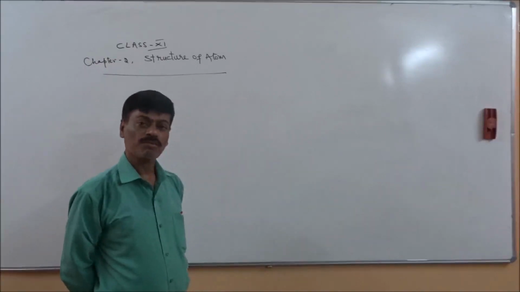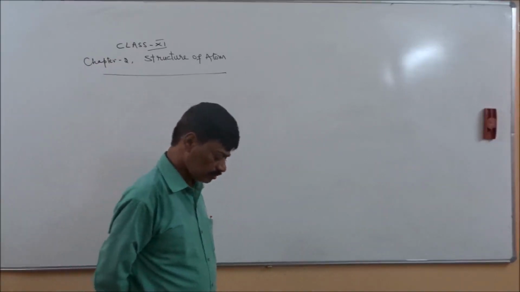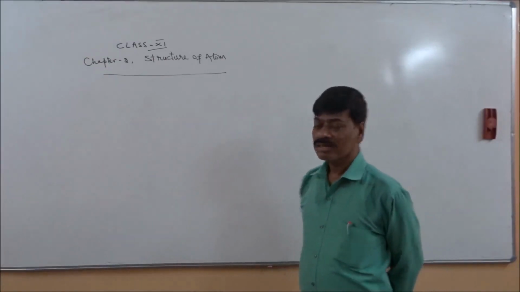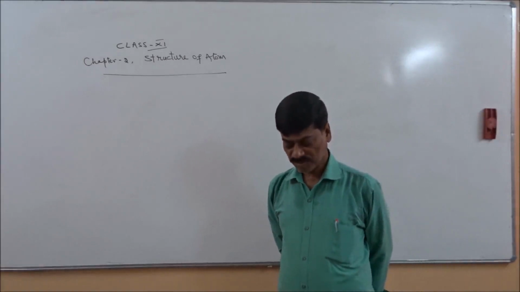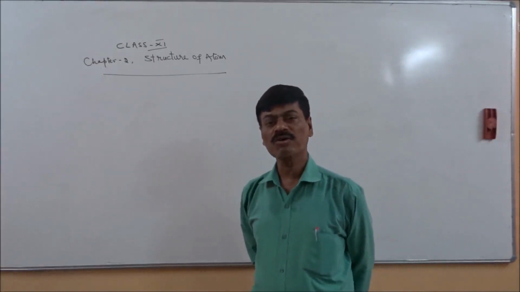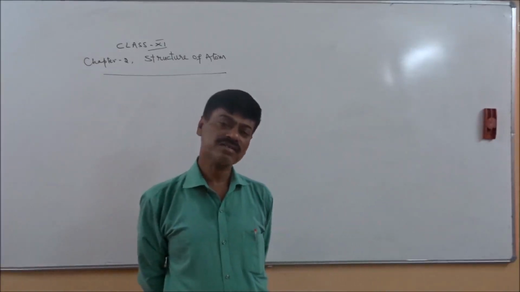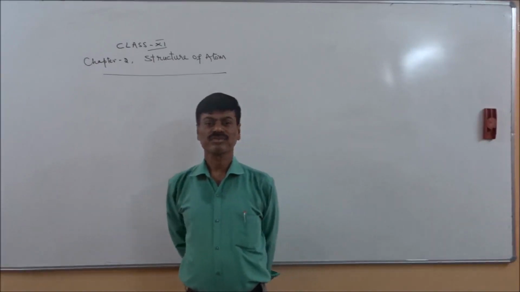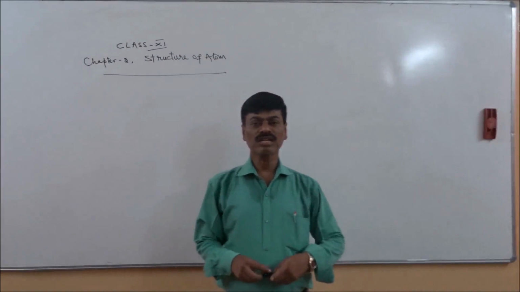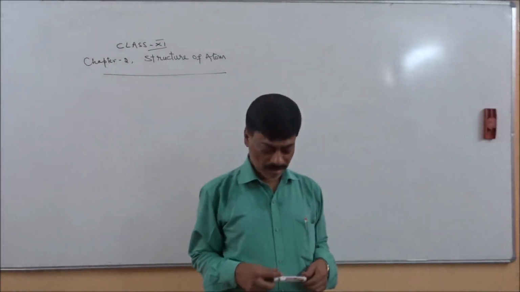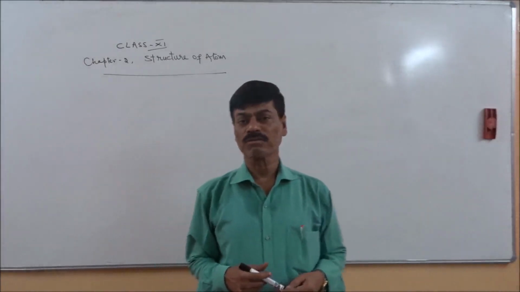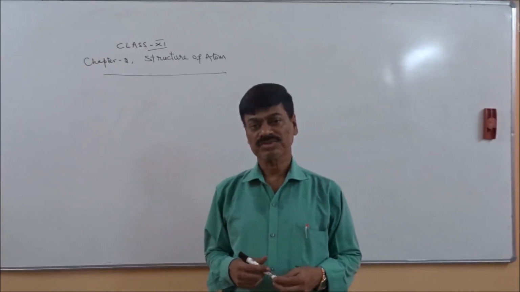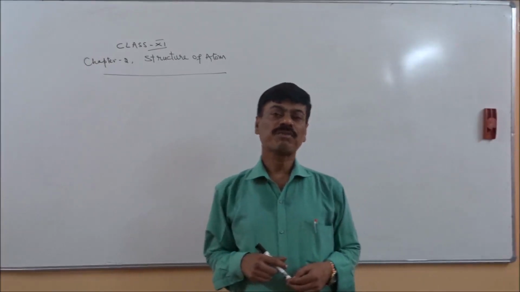In continuation to yesterday's topic, that is quantum numbers, today I am going to teach spin quantum number. Altogether we have 4 quantum numbers. First one, principal quantum number. Second, azimuthal quantum number. Third, magnetic quantum number. Up to magnetic quantum number I taught. Today let us see spin quantum number.